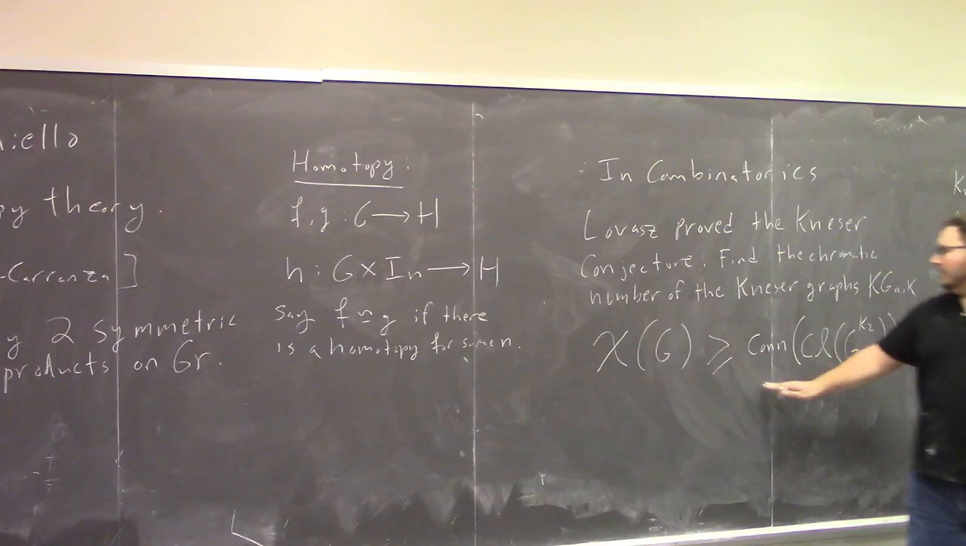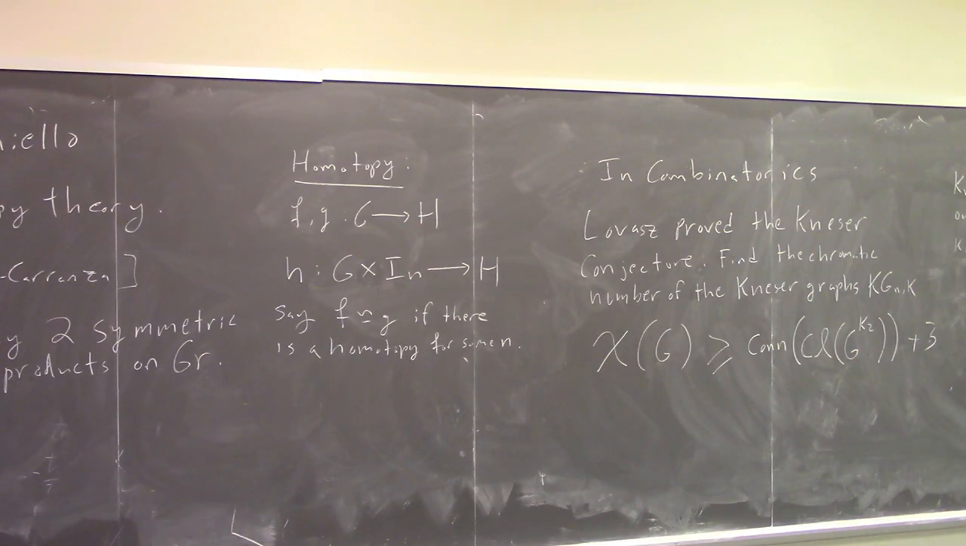This number is bounded below by this. This was proved in the 70s. Of course, he didn't use any idea of homotopy theory internal to graphs. He just took this space and did homotopy theory, used the Borsuk-Ulam theorem, and was able to prove this long-standing conjecture. He didn't think of it as a functor, but it is a functor.